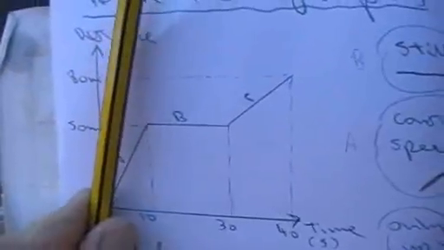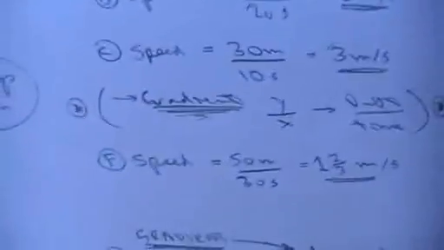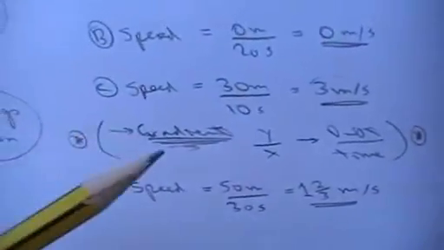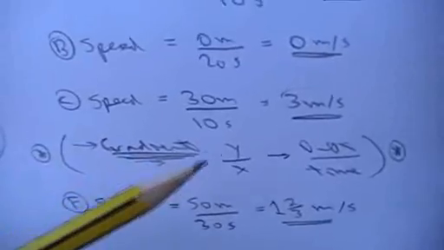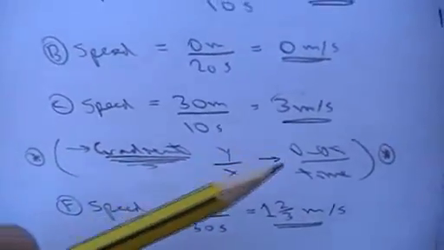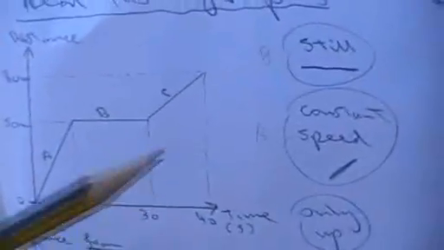Okay, so it's shallower. Here I'm going really fast and slower and slower and slower, and now I'm not moving at all. So we're looking at the gradient. Linking back to our straight line graphs, the gradient of a line is change in y over change in x, which is distance over time. Change in y is distance, change in x is time. That's why the gradient on a distance time graph gives us speed.